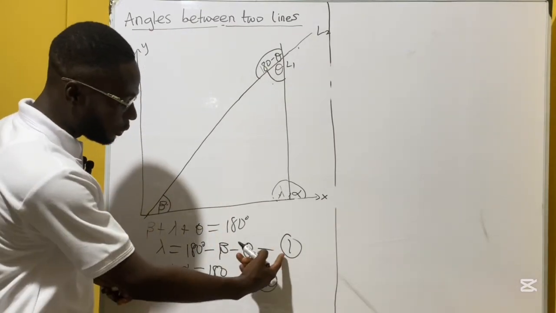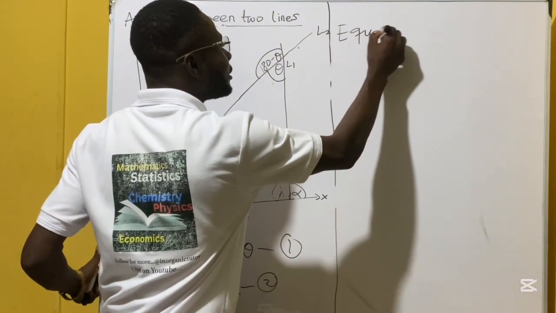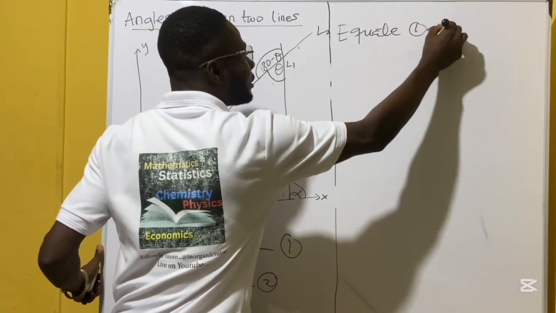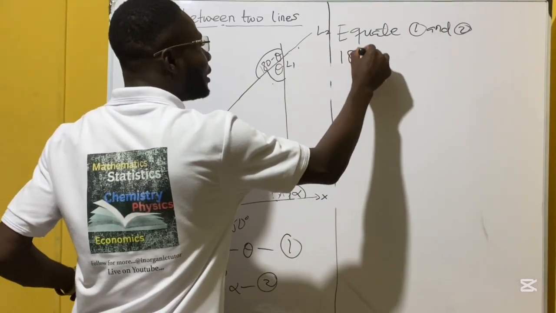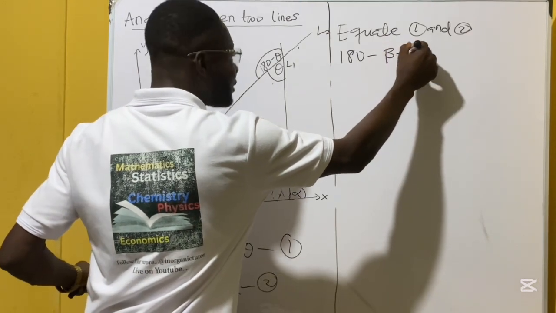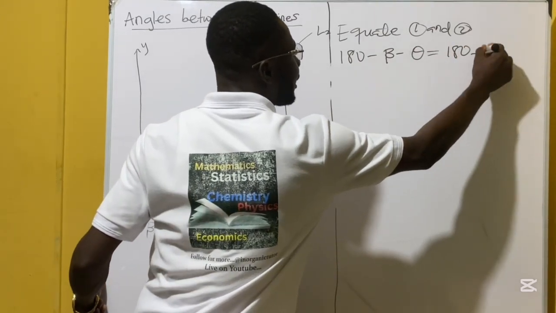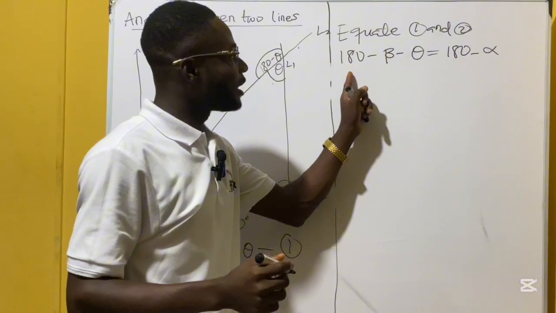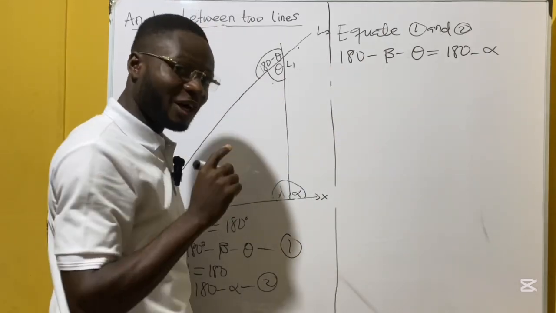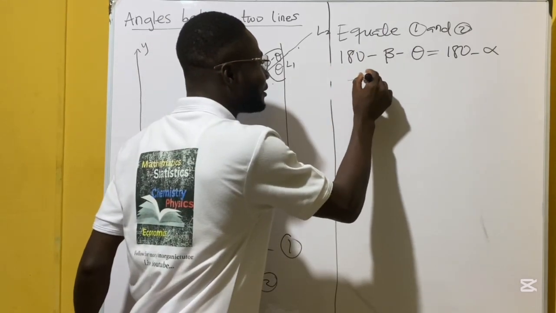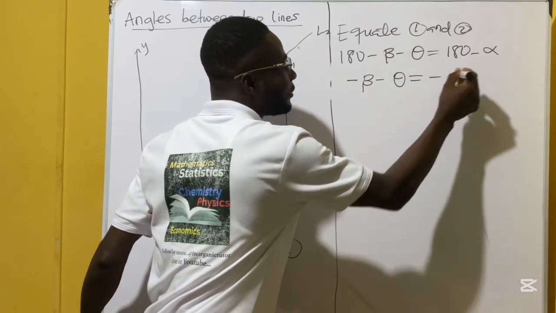Having equation 1 and equation 2, we can equate 1 and 2. In doing so, we have 180 minus beta minus theta equals 180 minus alpha. Once you have this, the 180 goes off, because when it comes across you will have 0. So we have minus beta minus theta equals negative alpha.